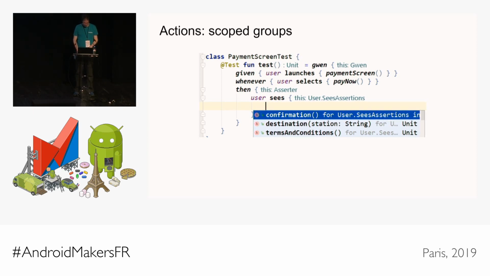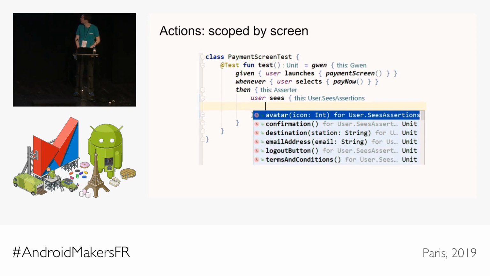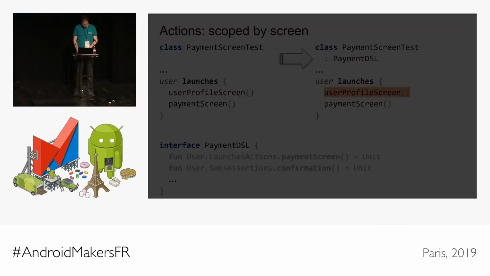That was the goal. But now we have another problem, where imagine we add a new screen, and we add more DSL actions. In the example, I used the user profile screen. The avatar, email address, and logout button is for the user profile, but we are writing a payment test, so these are irrelevant here. We get mixed suggestions, and we can actually solve this as well. Imagine that we have 20 screens, this will be a really long list, so we need to restrict what's available.